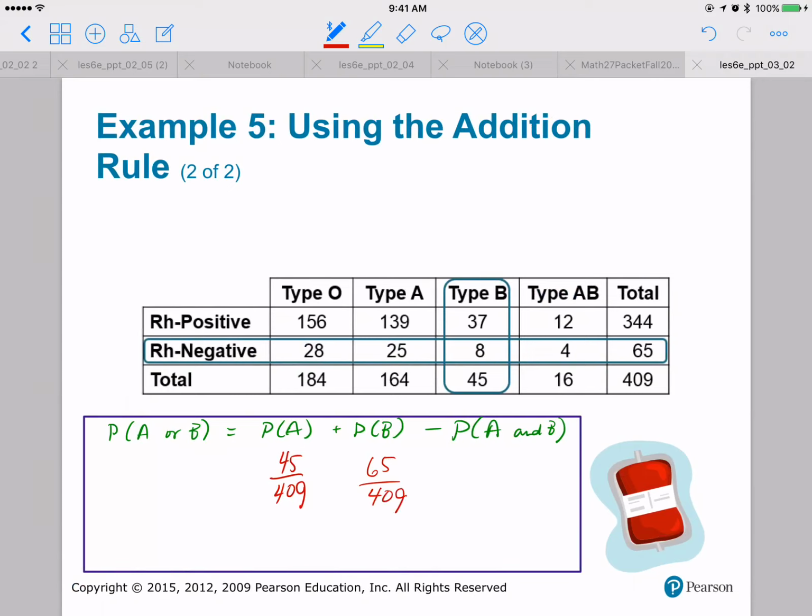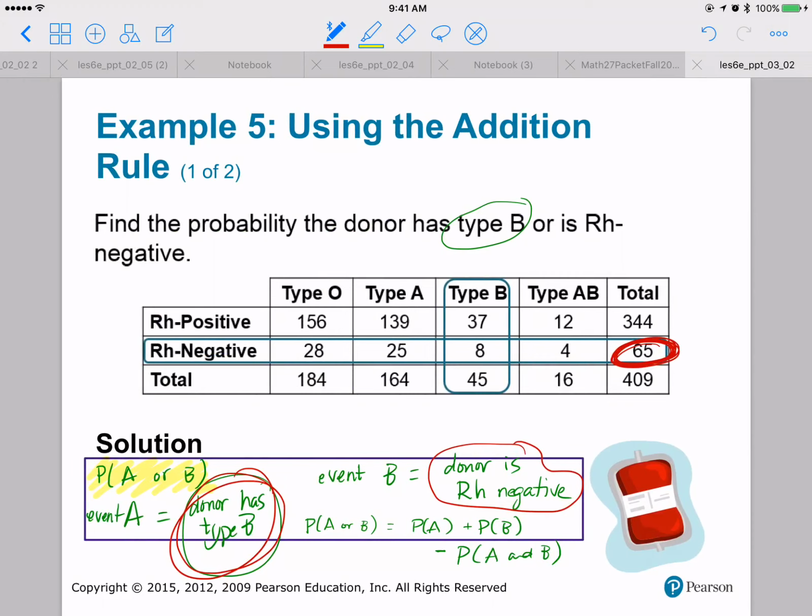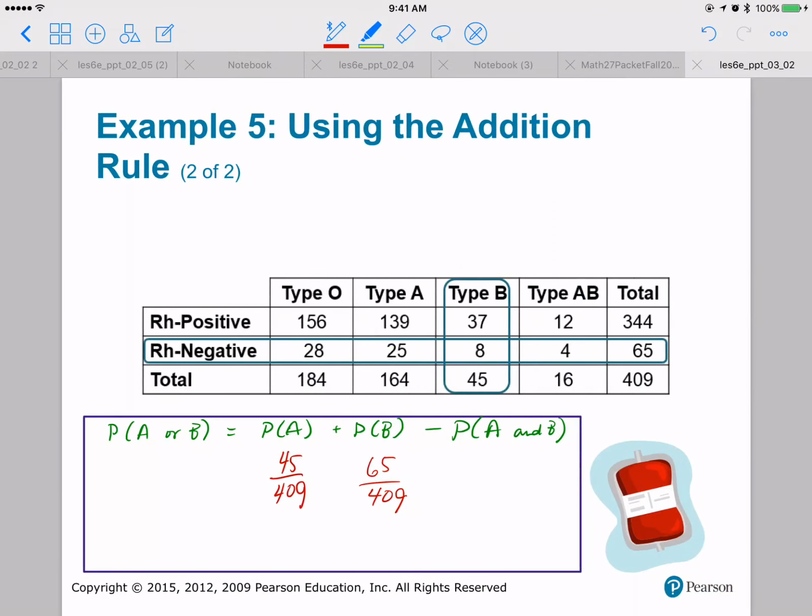Okay, and now what's the probability of A and B? Our event A and B is the donor has type B and the donor is Rh negative. So how many people have type B and are Rh negative? There are going to be 8 people in that situation. So the probability of A and B is going to be 8 over 409.